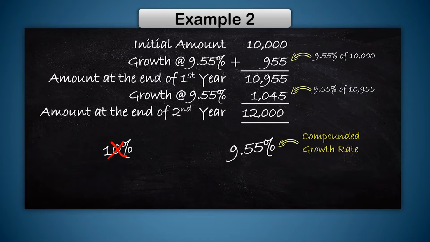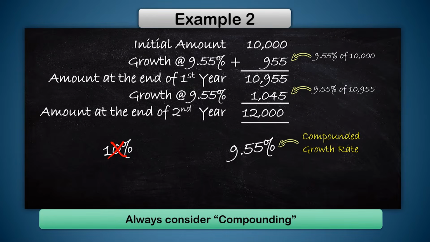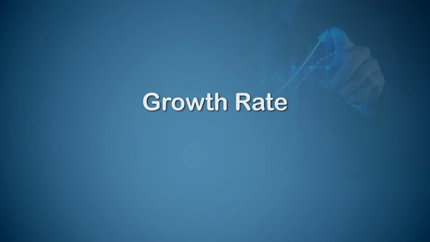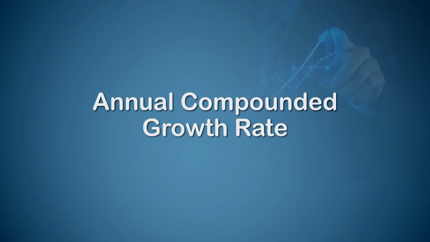In the real world, all financial institutions consider only compound interest for all sorts of transactions. We never take simple interest. And in the IRR concept also, we always assume that the growth is compounded. So the annual compounded growth rate of your money in the example is 9.55%, which is nothing but the IRR. So we have expanded our understanding from growth rate to annual compounded growth rate.